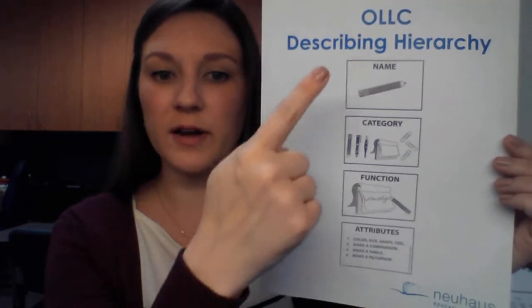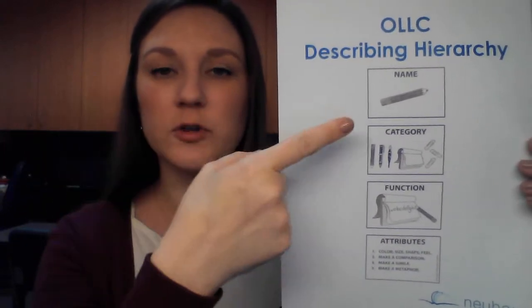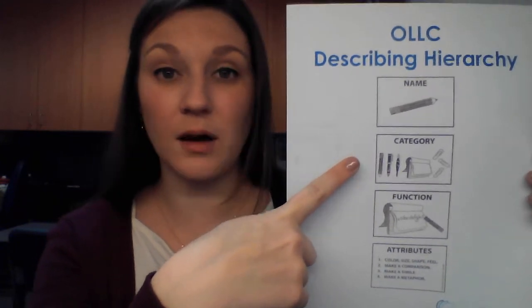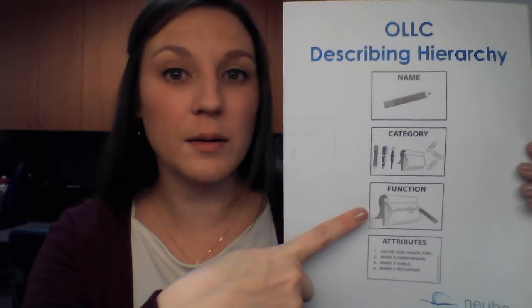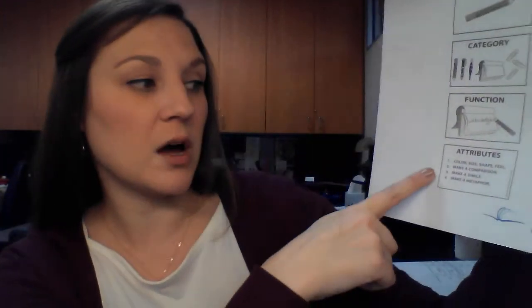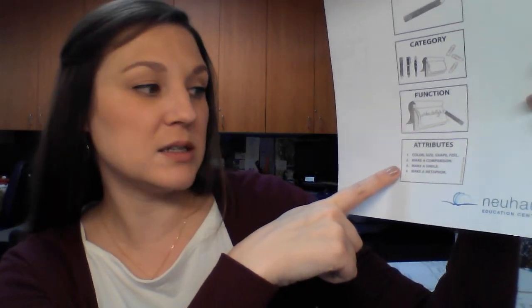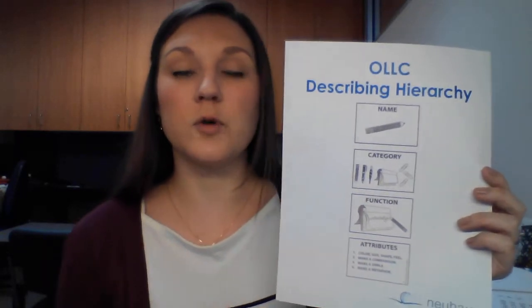So when we're talking about the describing hierarchy, what are we talking about? Here's our describing hierarchy, and you can find this chart on the Neuhaus website. First you're going to name the object, then you're going to name the category or categories that the object falls into. Then you're talking about the function, use, or purpose of the object, and then different attributes of the object. That can be color, size, shape, and feel. It could be making a comparison or a simile or a metaphor. So this is what you're going to lead students through for each object.